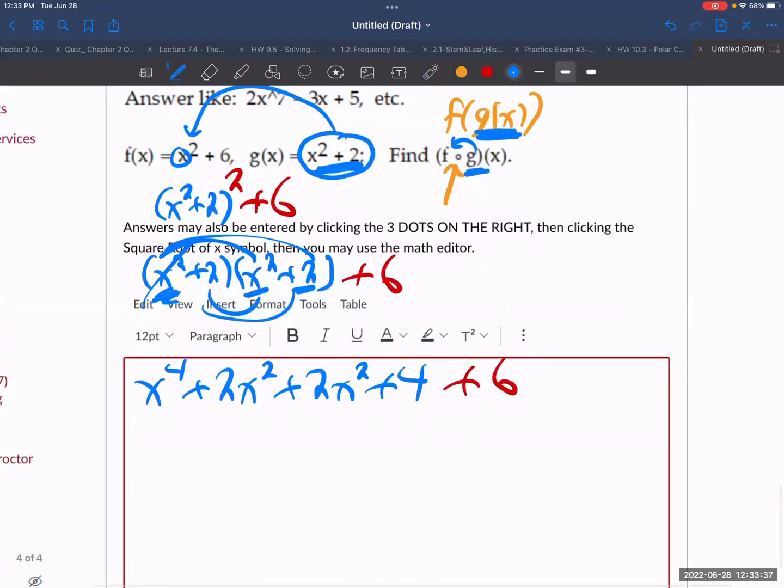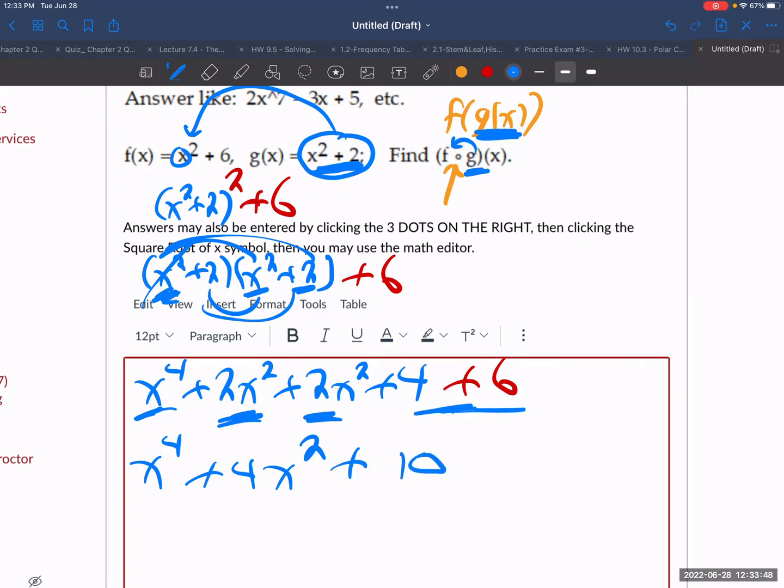Okay. Now x to the 4th is in a class by himself. 2x squared and 2x squared, that's 4x to the 4th? No, careful. x squared. You aware of that? And then 4 and 6 makes 10. Everybody good with that? Remember, when you're adding x terms, you just add the numbers in the front. You don't mess with the powers. You only mess with powers when you multiply. So there's our answer to that question.